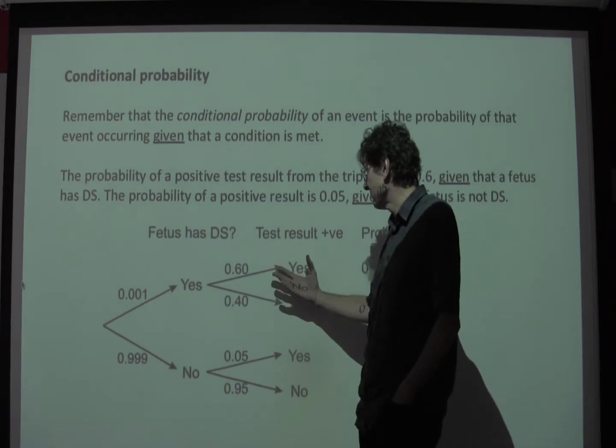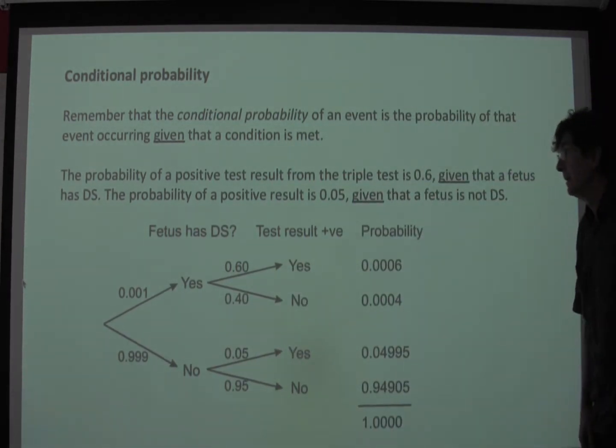So what's the probability of a positive test result given that the fetus has Down syndrome? So those are the things we know.